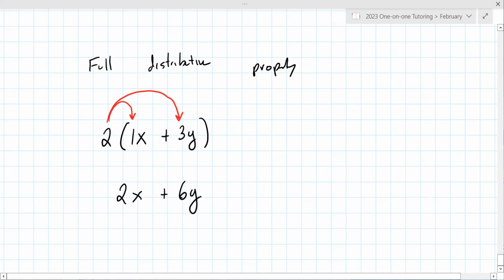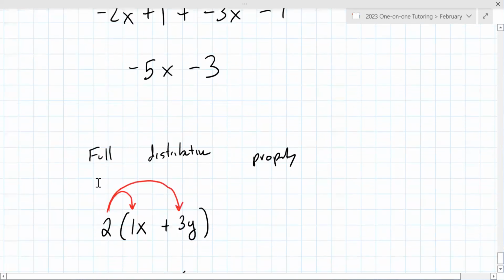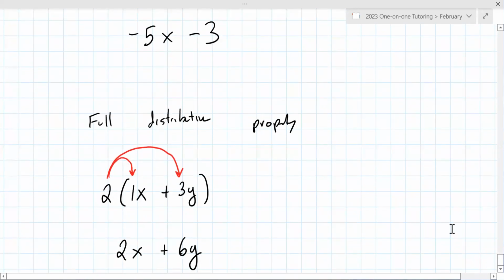So the way to tell the difference is if it's just a regular number in front of the parentheses, then you would do this full distribute. But if it's the 2 in parentheses with the plus in the middle, you would do the other distribute. We're gonna do some negative distributing, but I'm trying to just lead into it with this example.